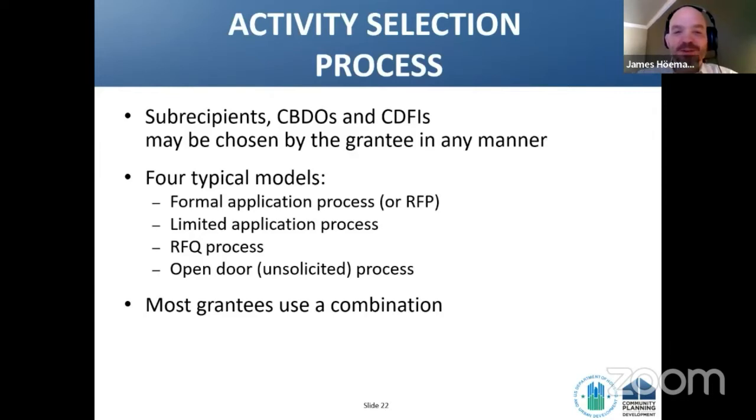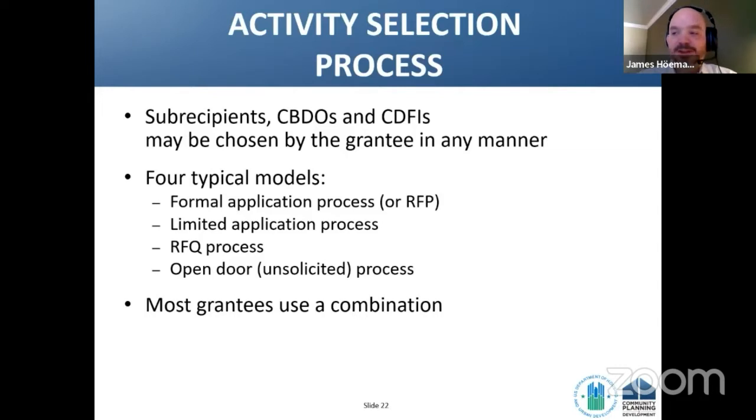As you go through and look at choosing your activities, our next section, Gloria, will be talking about the planning process and putting that together. But here are some thoughts to keep in mind as we go into it. You need to choose who you're going to use. You're going to use subrecipients only, or you're going to move into that CBDO and CDFI space. Typically our grantees choose from four models: your straight RFP, which a lot of you are familiar with, the limited application, or an RFQ.